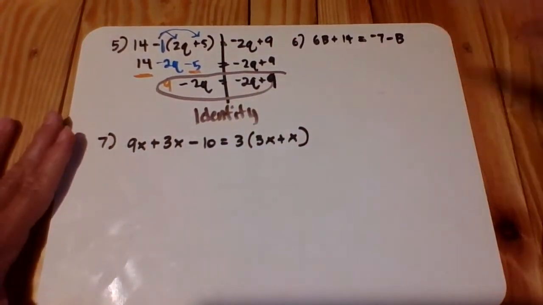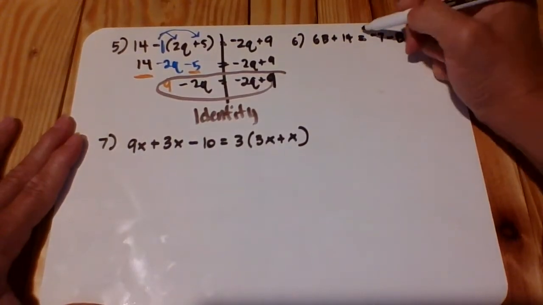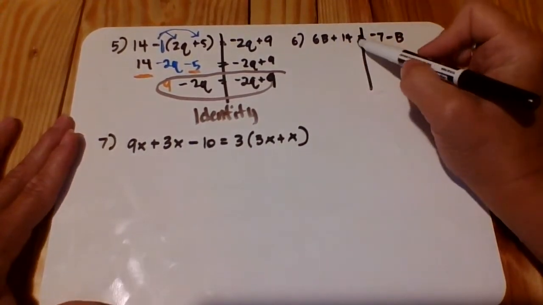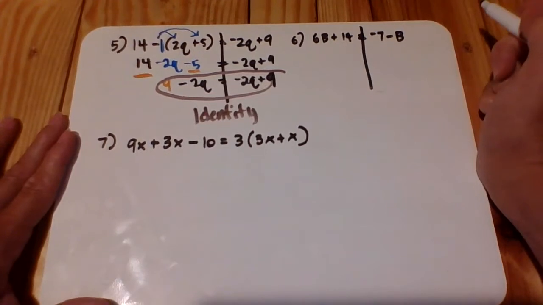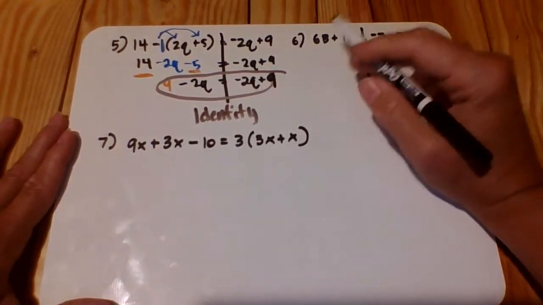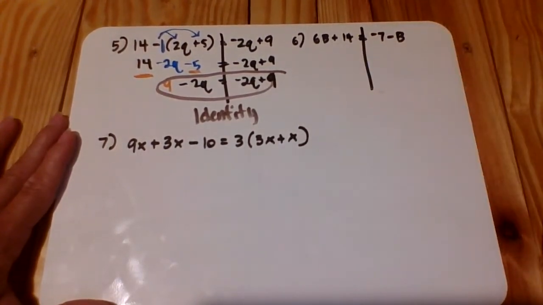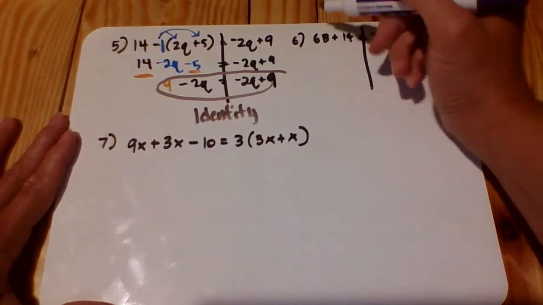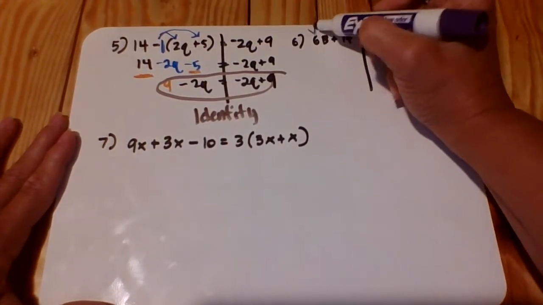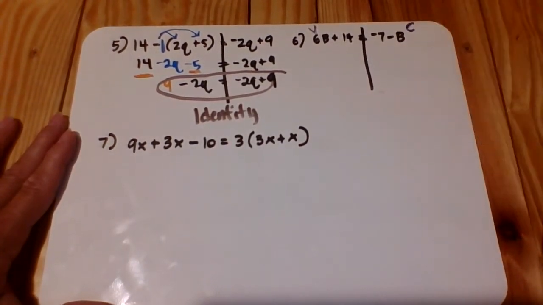All right, let's do this one. Draw my line. I have 6b plus 14 equals negative 7 minus b. No distributive properties. No collecting like terms. So I'm going to make one side my variable side. This is a 6b, I'll make this variables. And then I'm going to make this my constants.